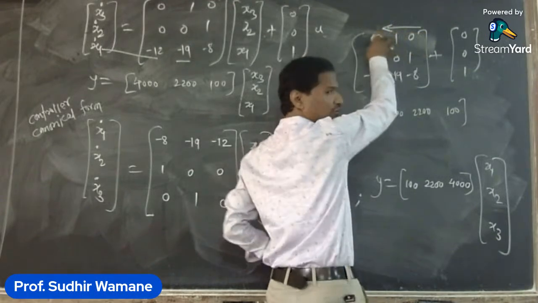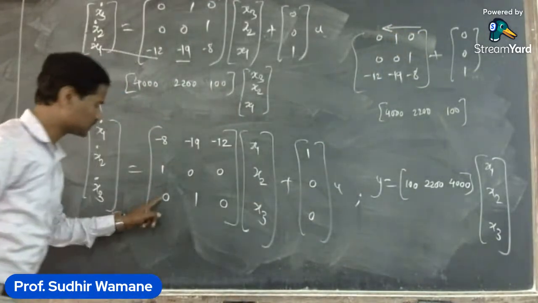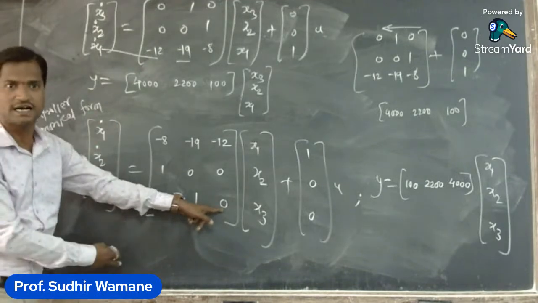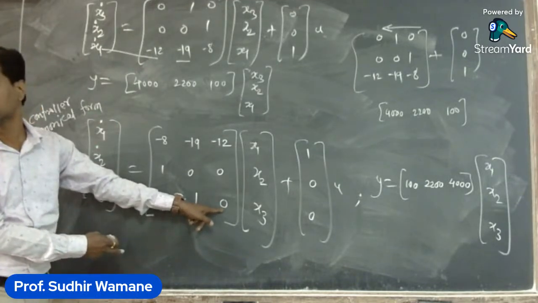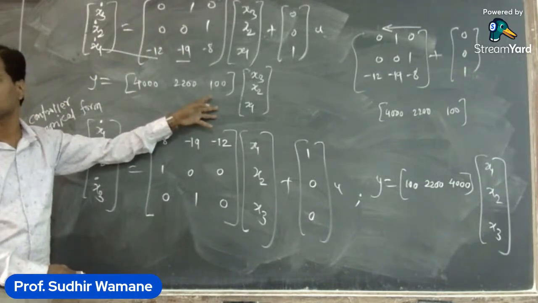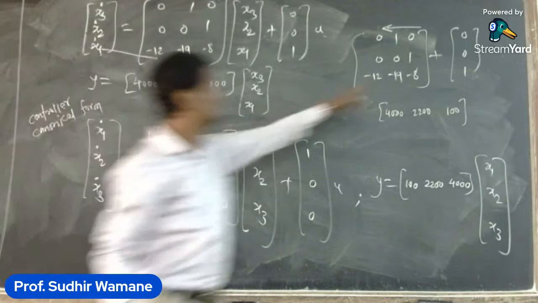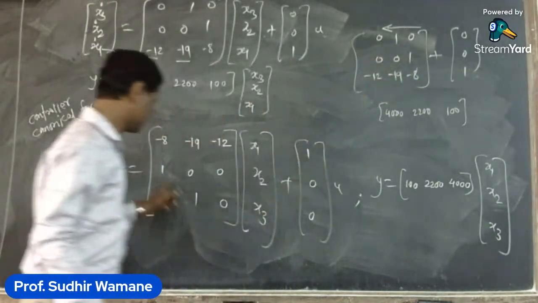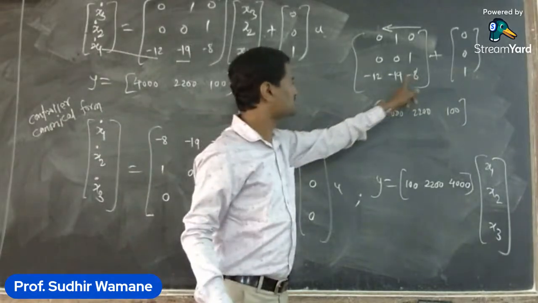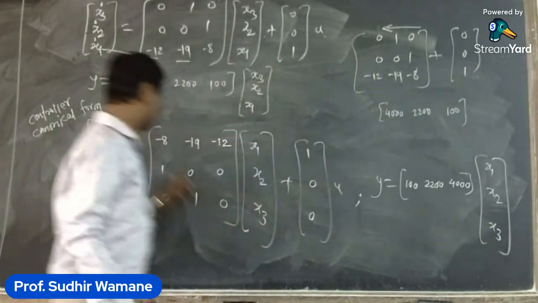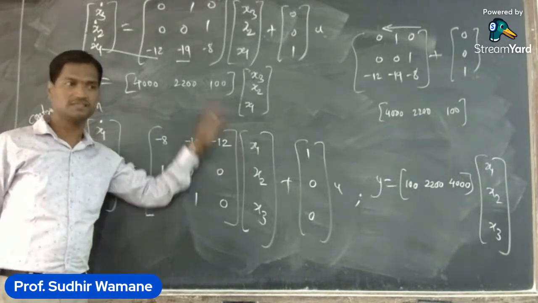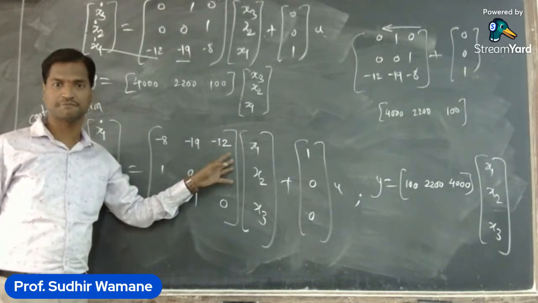0, 1, 0. This will take here 0, 1, 0. What is the start? Then, what is the start? Right? Next, 1, 0, 0. Next, minus 8, minus 19, minus 12. Can you tell us the direct class?